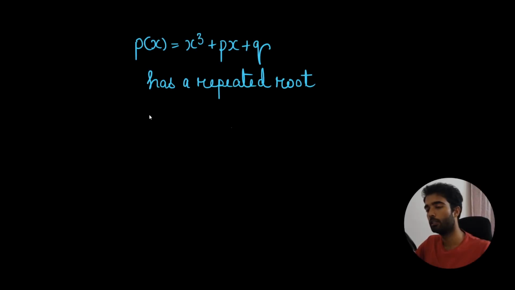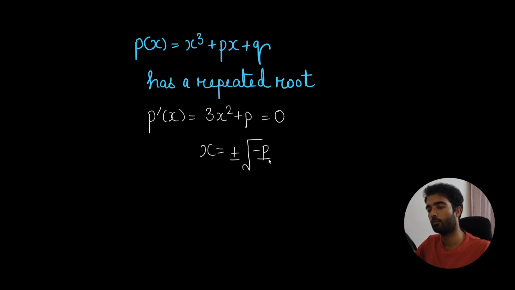Based on what we studied just now, it implies that p prime x, which is equal to 3x squared plus p, also has the same root. You can see the roots of this p prime x equal to plus minus square root of minus p by 3. Now we will take just the plus minus root of minus p by 3 part and proceed and substitute it back in the equation.